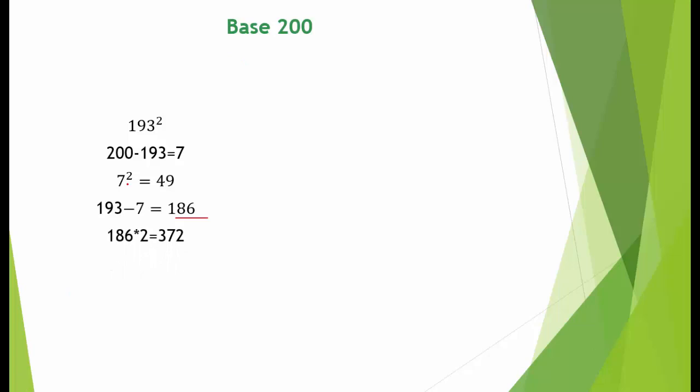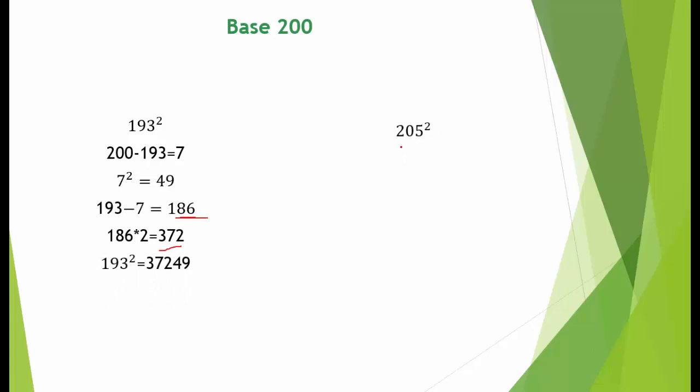Now base 200. Similarly in base 50 we took the half, so the relation for base 200 is double, so we will double here. Now we will double. For example 193, this is 7 less than 200, so take the square of 7, that is 49. Subtract this 7 from 193, this will become 186 and now as per the relation we will take double of 186. This will become 372 and the square will be 37249.